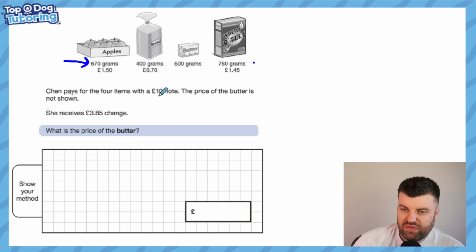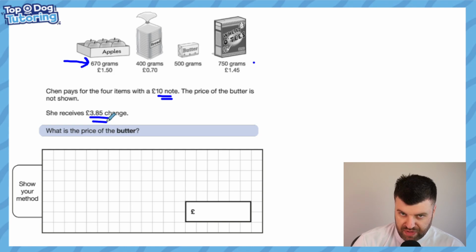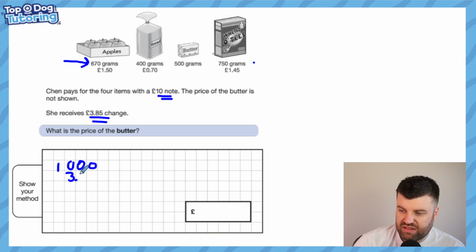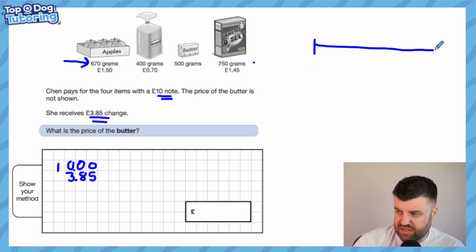Chen pays for all 4 items with a £10 note and receives £3.85 change. So we can figure out the difference to get the amount that all 4 cost. There are a few ways we could do this. Again, you could do column method, but you're going to have to exchange over lots of zeros to be able to subtract £3.85. You can do that, that's fine. I like to use a bit of a number line because it helps me do it mentally. I'd be doing this in my head, but there's nothing wrong with writing it down too to make sure.